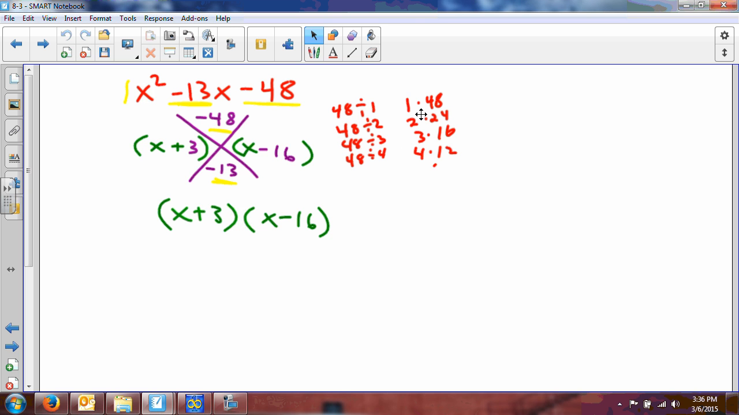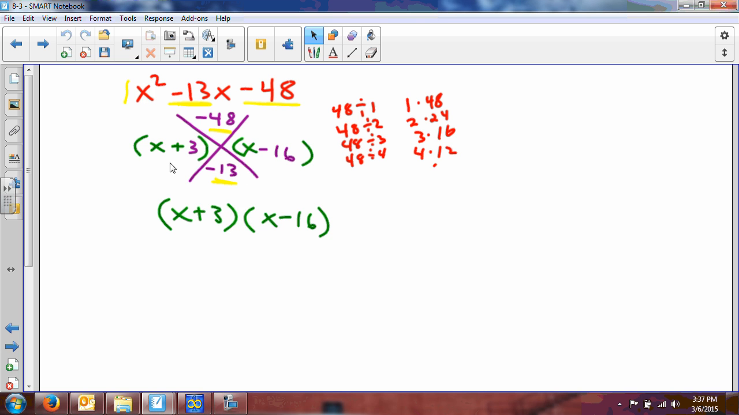1 times 48, 2 times 24, 3 times 16, 4 times 12. Well, this on top tells me I'm going to need one of each, one positive, one negative. So 16 minus 3 gave me 13. 3 minus 16 gives me negative 13. All you have to do now is throw the x in front. x plus 3, x minus 16. Those are my two factors.